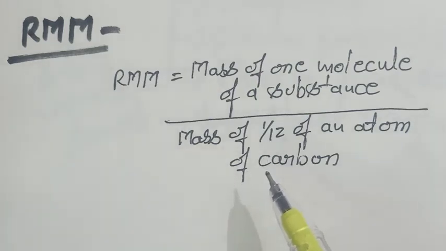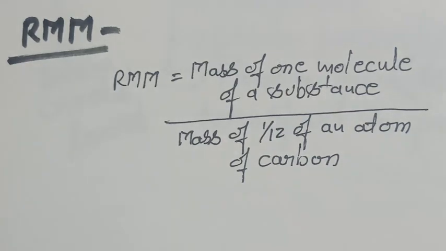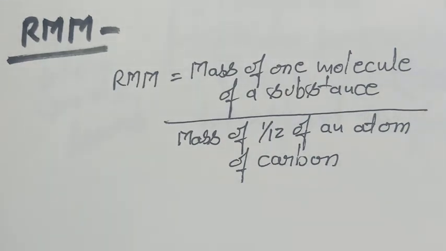Student, on the same page in your book, there is a table of relative atomic masses of some common elements. You can easily observe them from there. In the next class I will explain the calculation of relative molecular mass and percentage composition of a compound.